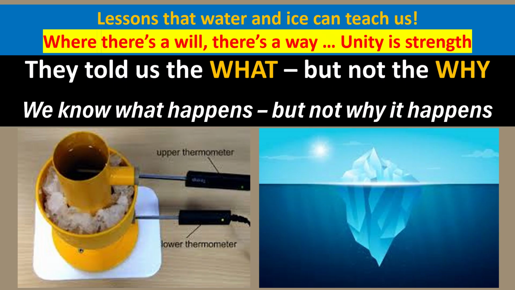What we have got on the left side is Hope's apparatus, and on the right side we have got a huge iceberg floating, and you can see that the major part is underwater and a small part is above water. So we know what, but we may not know why, and today we will explore the why part.